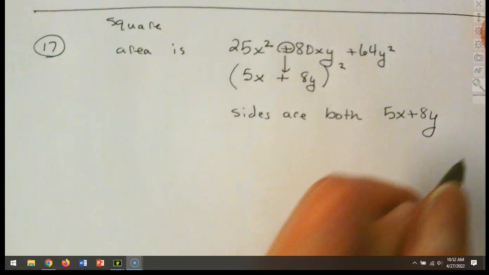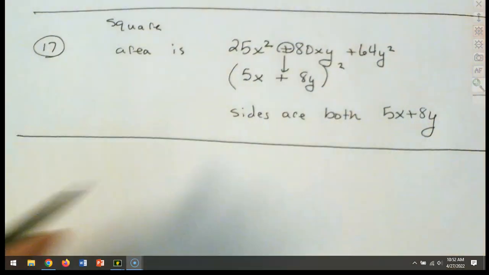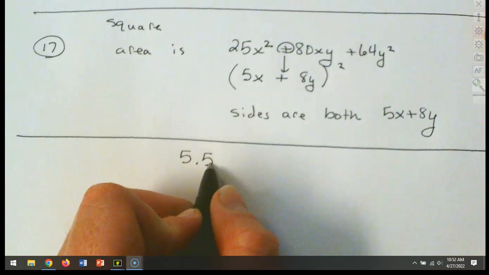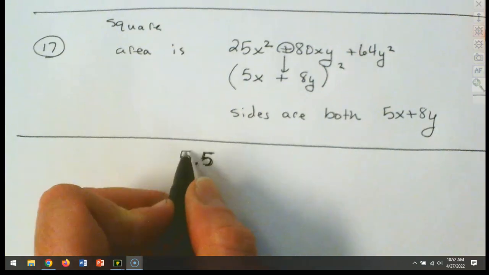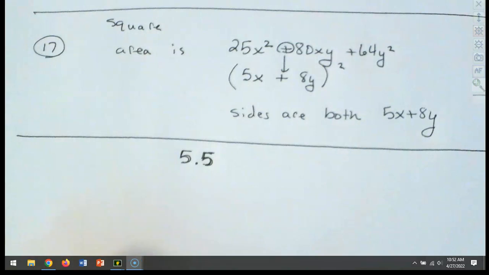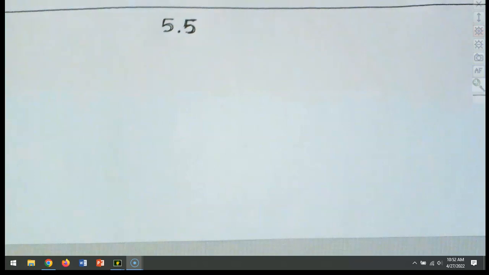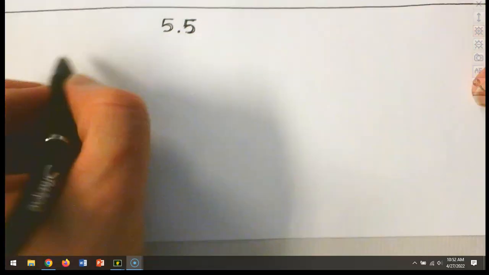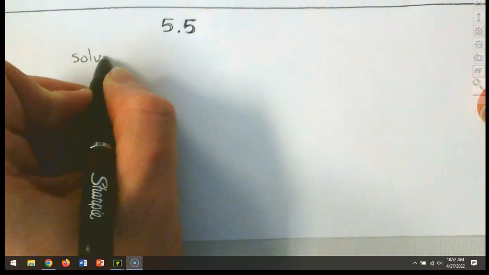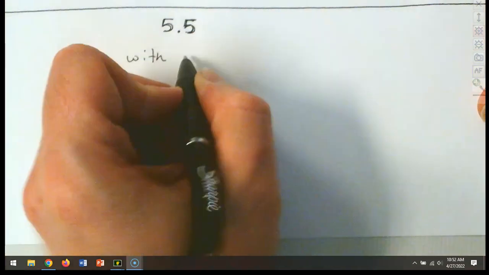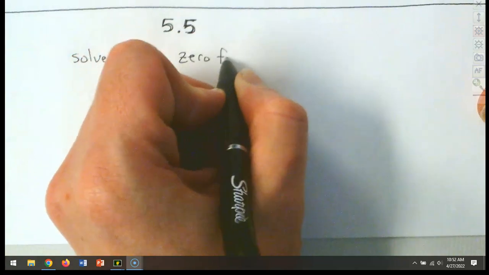Now we're going to move on, and we're going to begin in 5.5. We're going to finish up 5.5 next week, but we will go ahead and start a little bit of it this week. And 5.5 is what you're going to be doing in college algebra. So this is the beginning of college algebra. And in 5.5, we're going to learn how to use the zero factor property. So we're going to solve with zero factor.